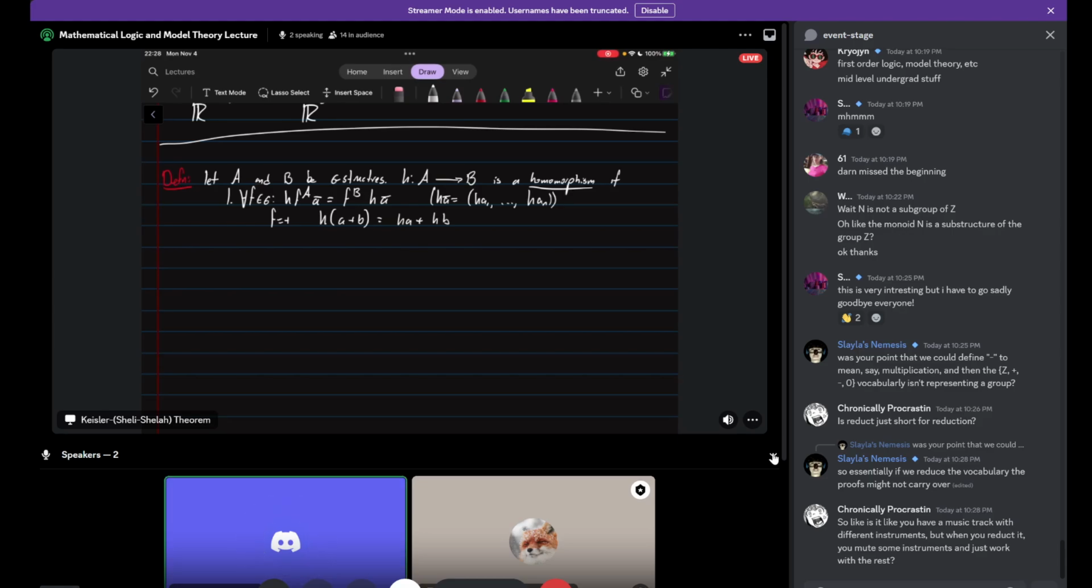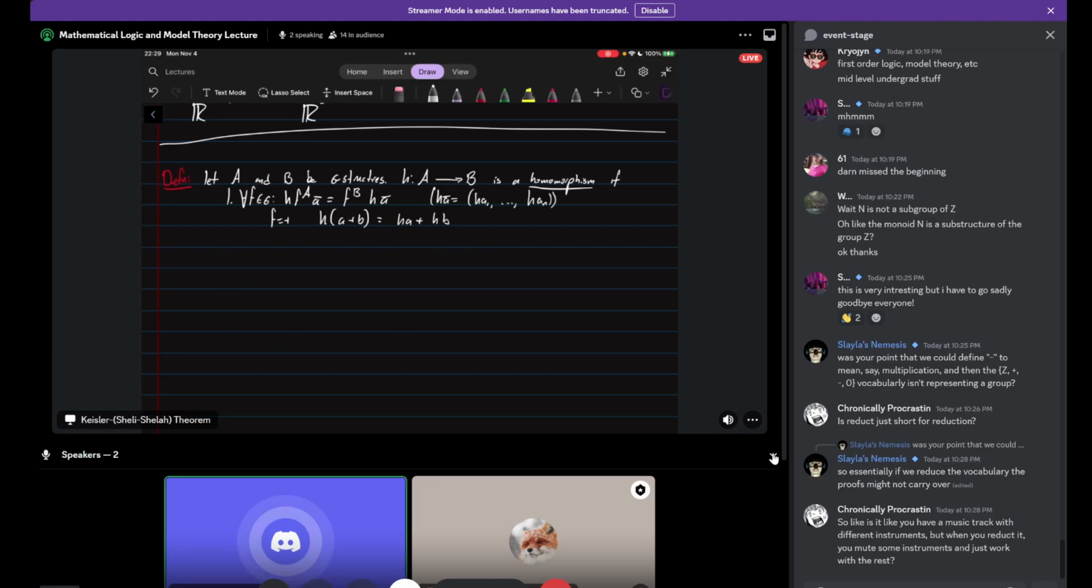Yes, exactly. If you reduce your signature, your proofs may not carry over. You could think of it that way, yeah, sure. Okay.